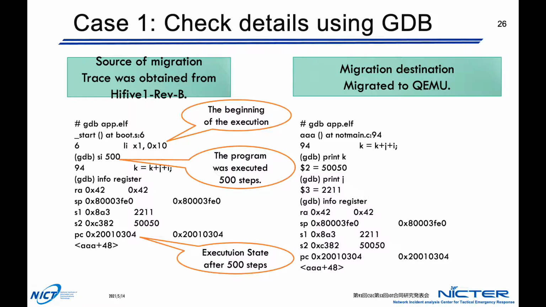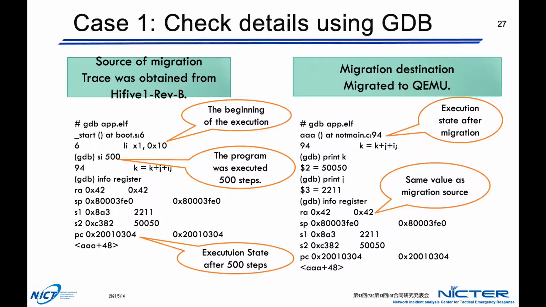We tested the integrity by checking the status before and after migration using GDB. First, we ran DebugMe for 500 steps on the Hi5 Unmatched board and observed the state of the registers at that time with GDB. The left side is a piece of the log output by GDB. This is the result of stopping at line 94 of DebugMe and dumping the registers. That is the execution state at that time.